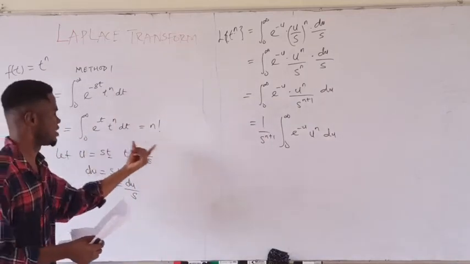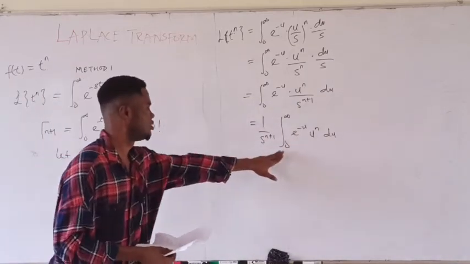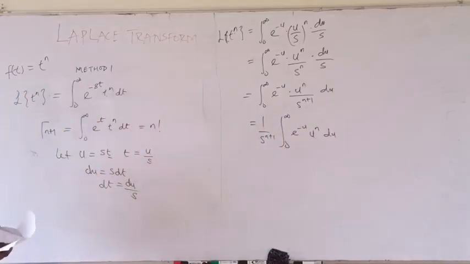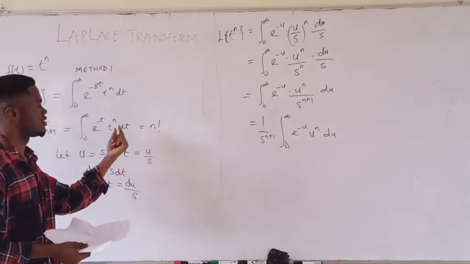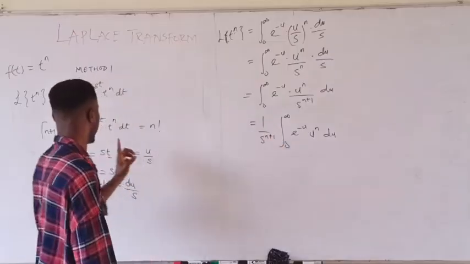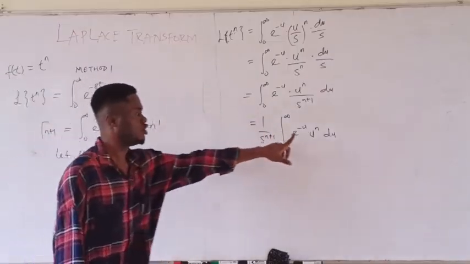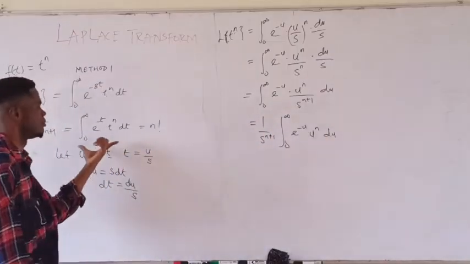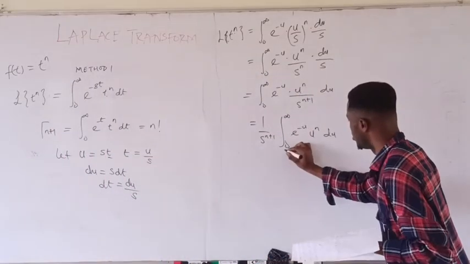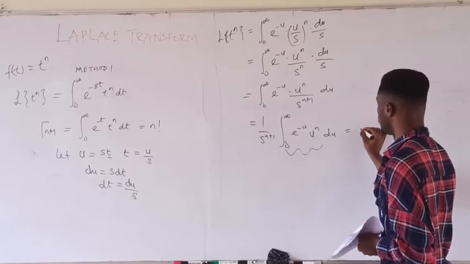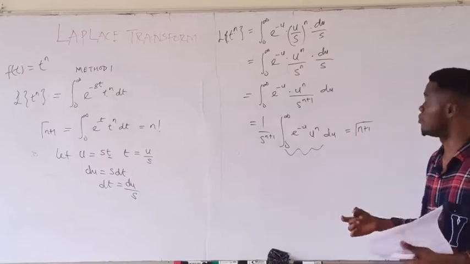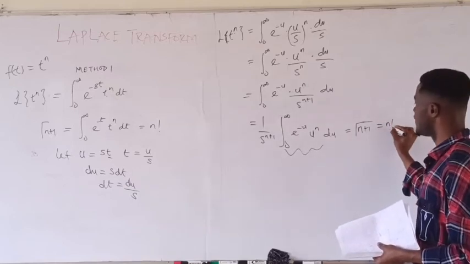So now let's compare this and this together. As you can see, the integral is from 0 to infinity. Exponential of minus t, exponential of minus u is just the letter, so they are the same. Then t raised to the power of n, u raised to the power of n is still the same. That is to say, this integral is actually equal to gamma of n plus 1, which is equal to n factorial.